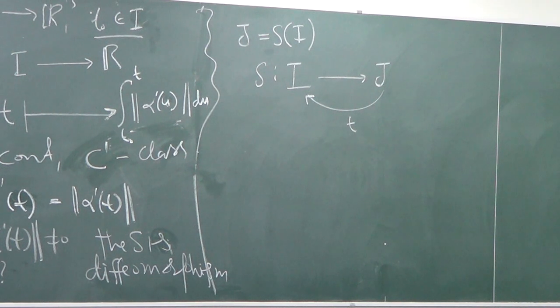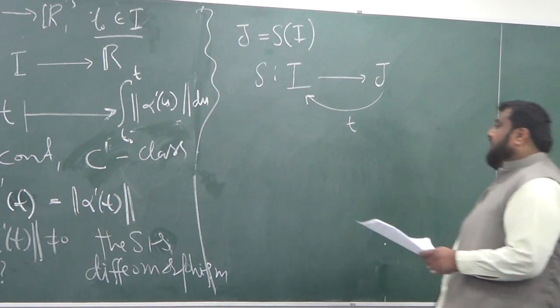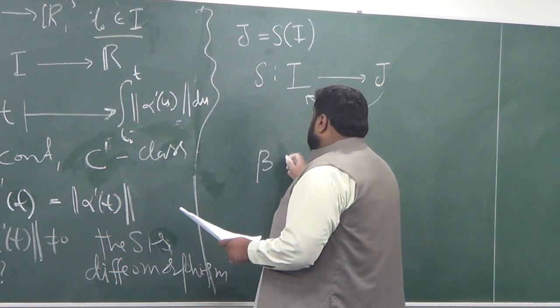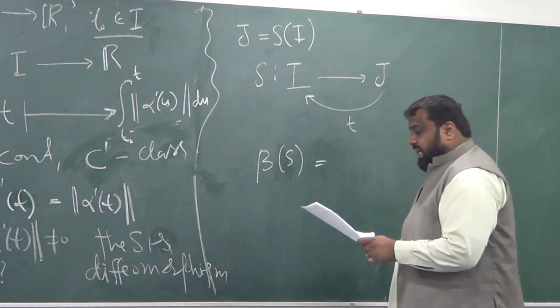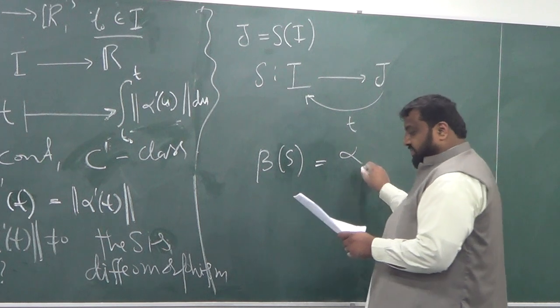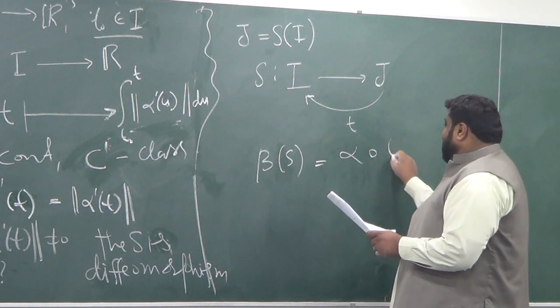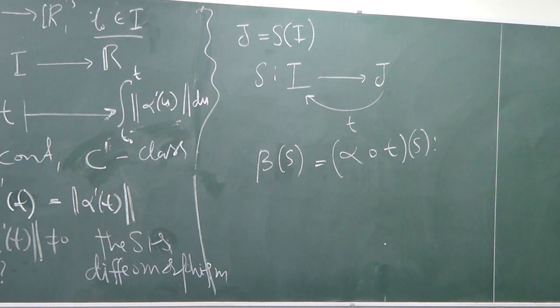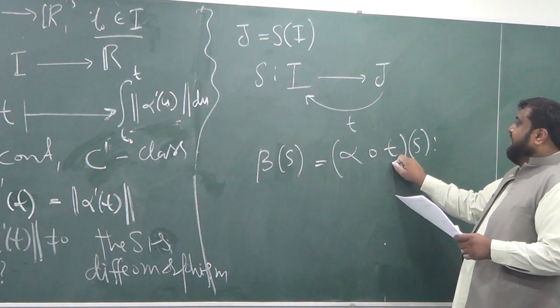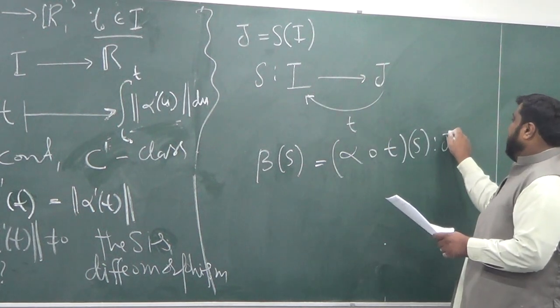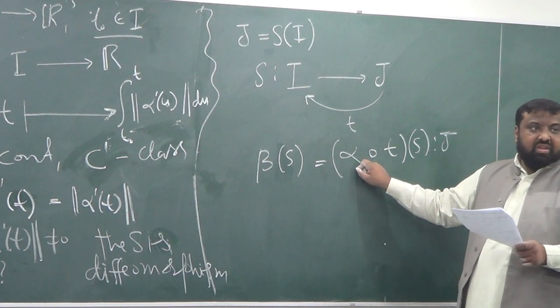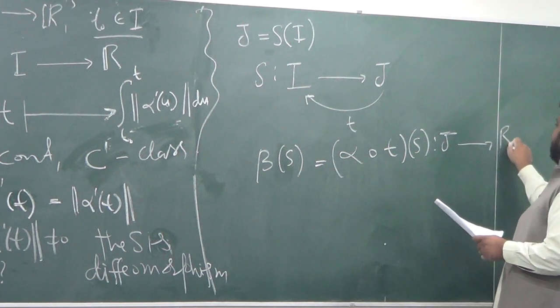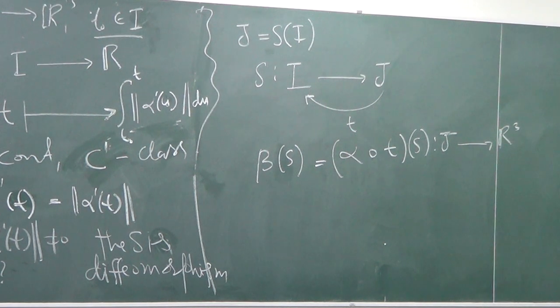So first, S was a function of T. Now T is a function of S. This is what I would like to have. Consider beta. I'm now defining beta of S as alpha composed with T, and operating everything onto S. So it's going to be a map from where to where? T takes me from J to I, and alpha takes me from I to R3. So this is a map from J to R3. Okay, you're happy with it?